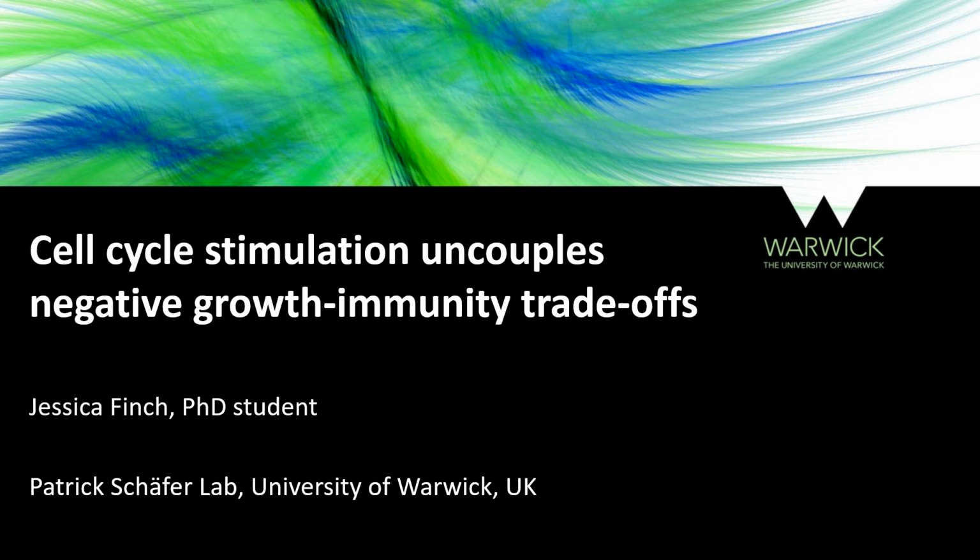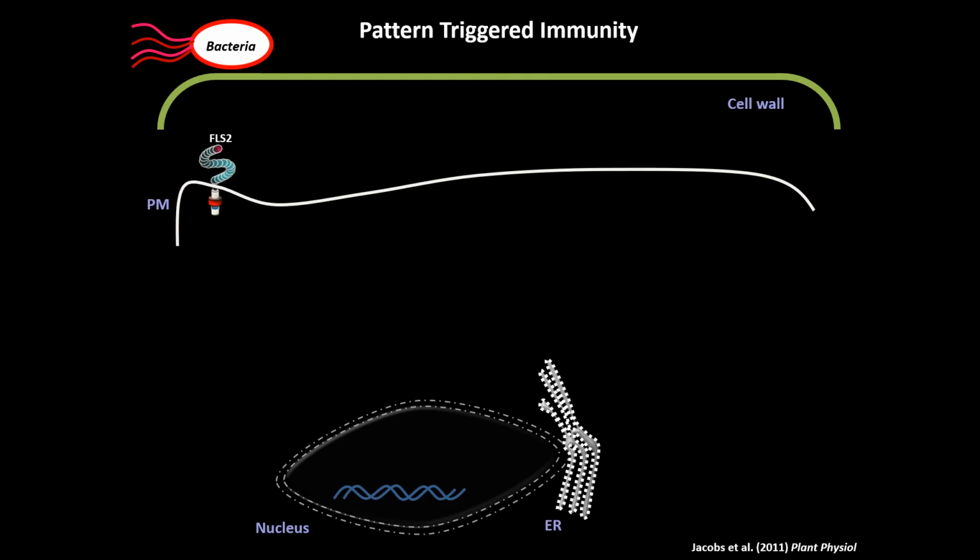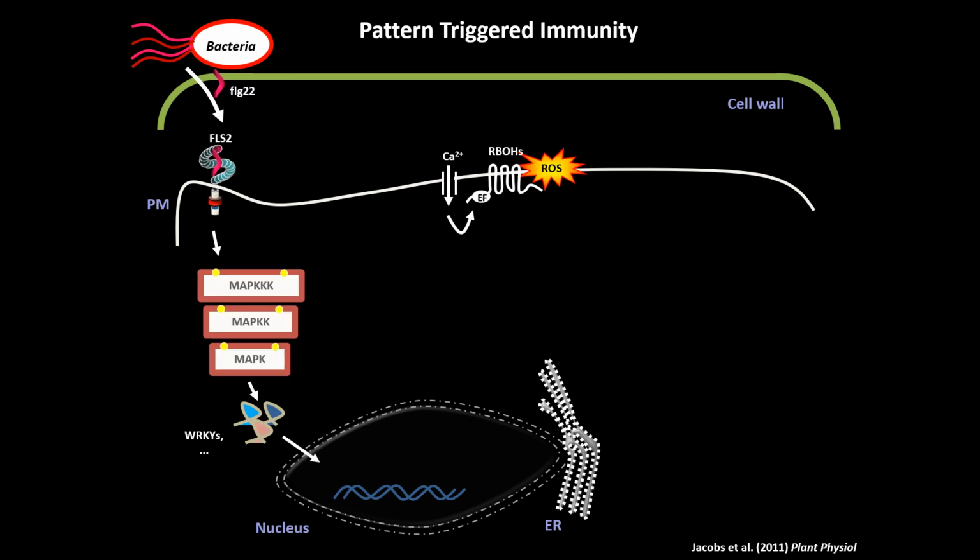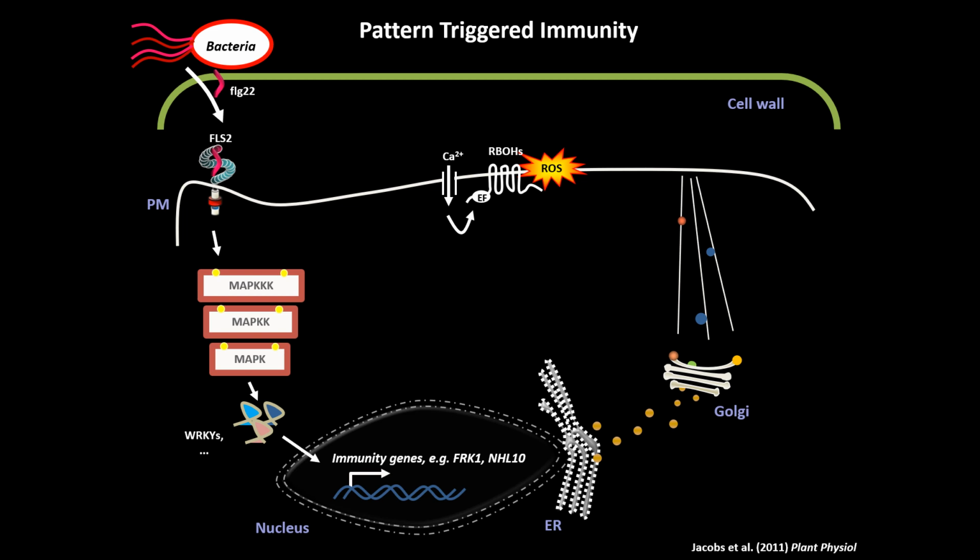So just a very quick reminder, we've heard a bit about pattern-triggered immunity already, but pattern-triggered immunity is based on the detection of conserved molecular patterns, such as flg22 from bacteria, by plasma membrane-bound receptors, and this induces a number of defense responses or immune responses. Firstly, we see, of course, calcium ion influx and ROS burst. We see a MAP kinase cascade, and we also see immunity gene induction, leading to defense responses such as antimicrobial compounds and so on.